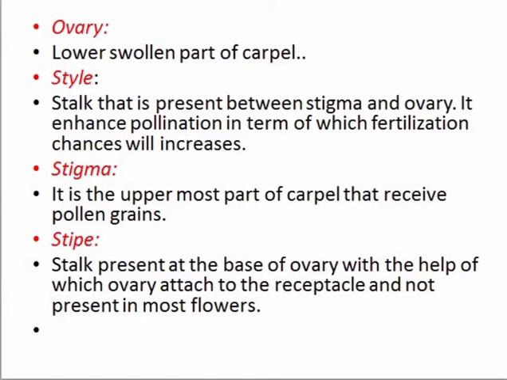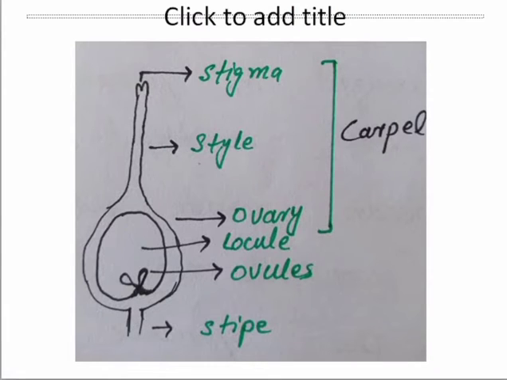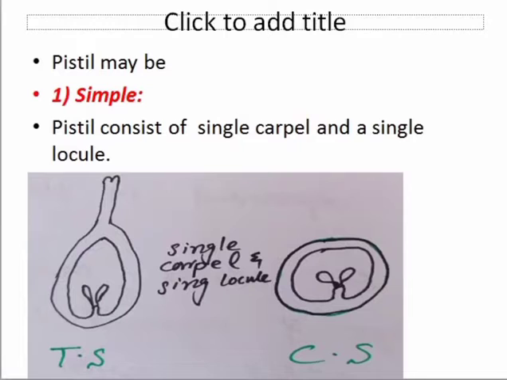What is the stipe? It is a stalk present at the base of the ovary, with the help of which the ovary attaches to the receptacle, and it is not present in most flowers. It is mostly absent in flowers, but in some flowers it is present. This is the stipe present at the base, and this stipe attaches the ovary to the receptacle.